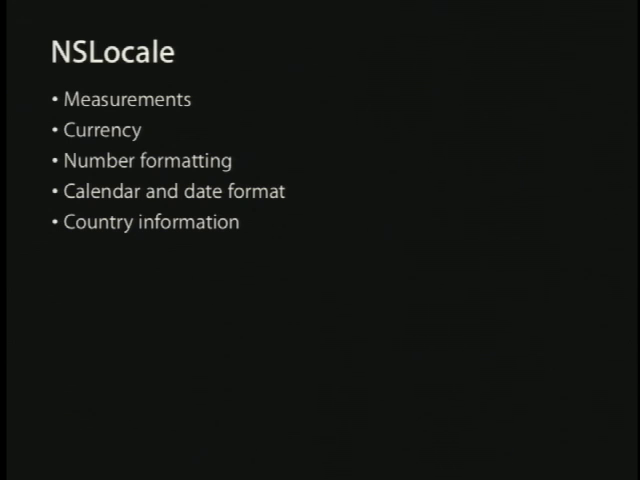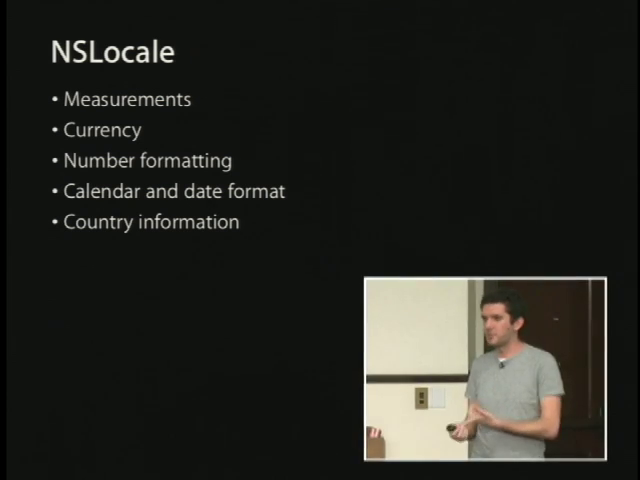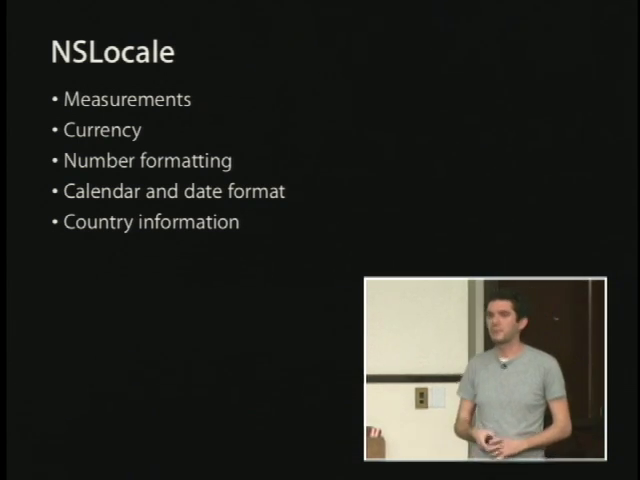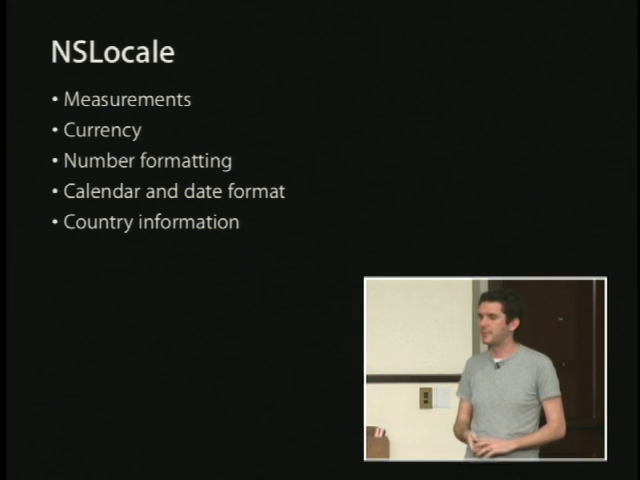So some of the other things that you might have to keep in mind when doing localizations are provided by NSLocale. Some of the interesting things are measurements, currency, number formatting, date and calendar formats, country information. Different countries have different ways of specifying some of these things. And NSLocale provides a whole bunch of different utility methods that you can use to deal with some of these things.